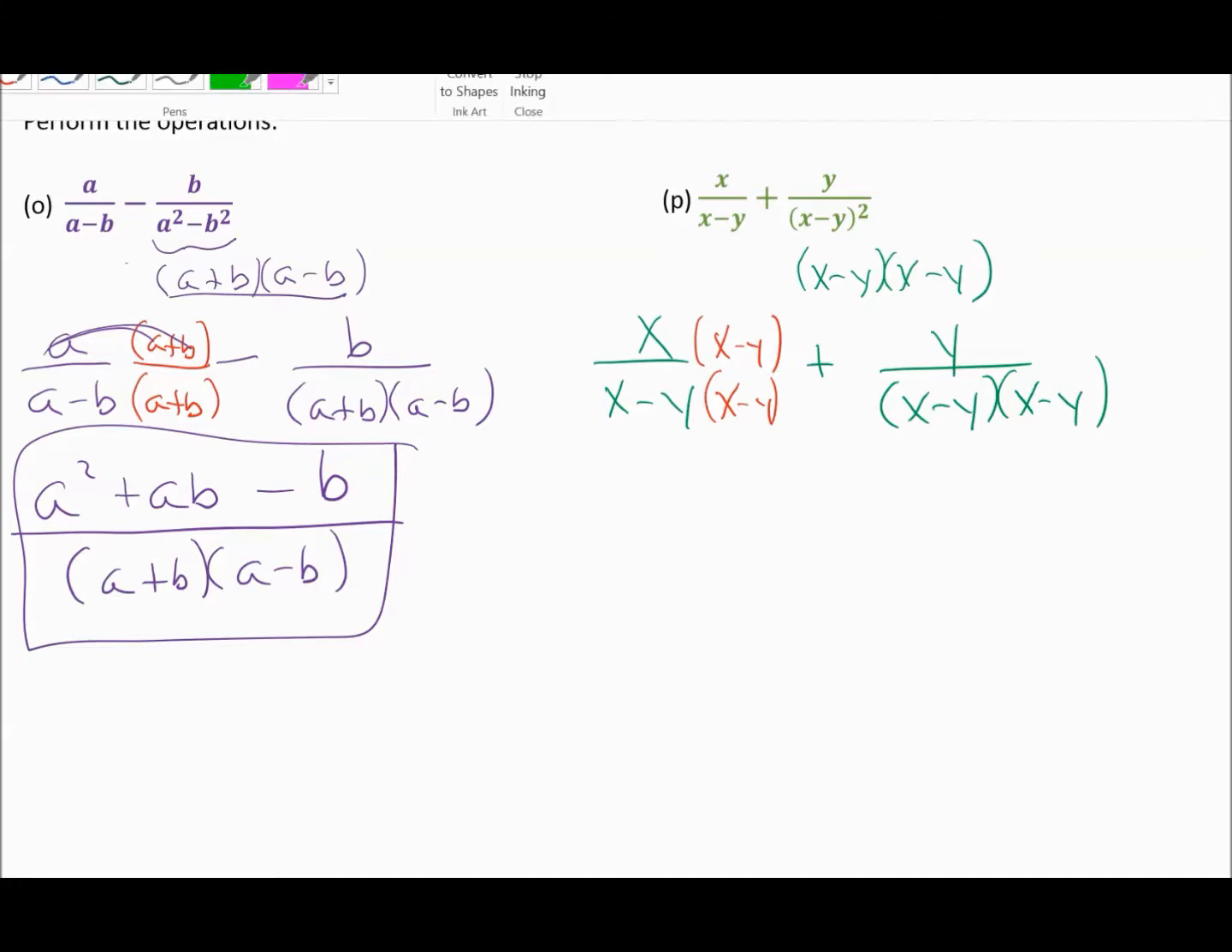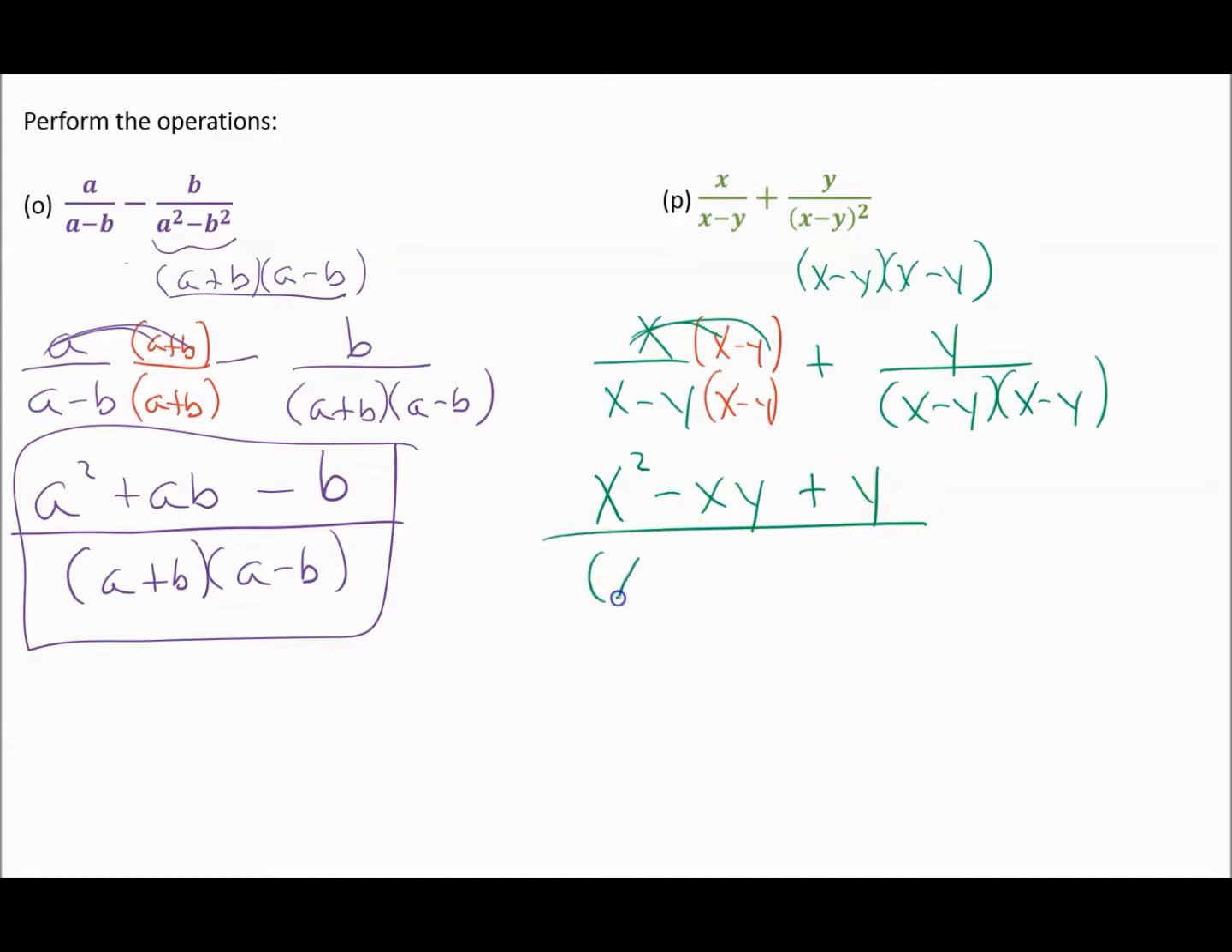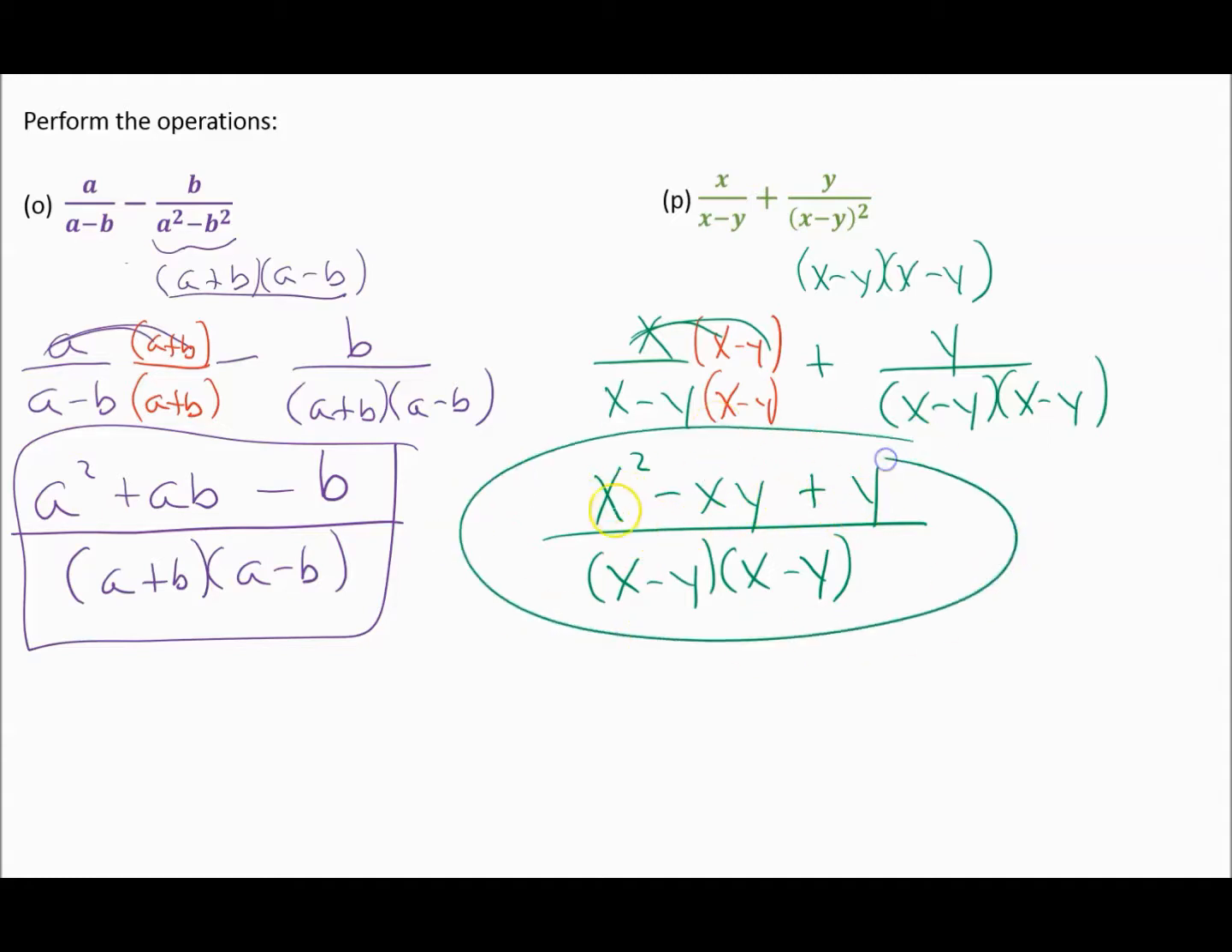Which means the next step is I'm going to have to distribute this x inside. So that's x squared minus xy plus y divided by my denominator, x minus y times x minus y. Once again, we would add like terms if we could. But if you'll notice, there's nothing that I can do here. There are no like terms. This is not a polynomial that factors. We're completely finished with that problem.